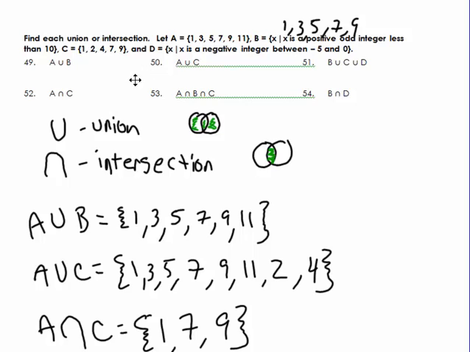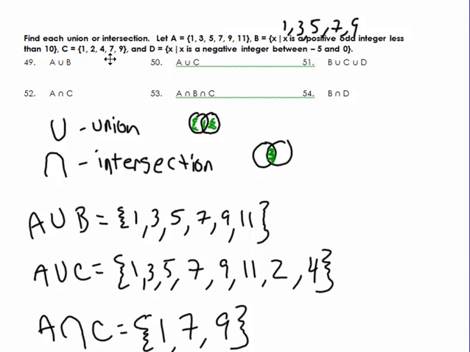Now, I want A, B, and C. I want the common elements from A, B, and C. Well, A, B, and C all have a 1. Do they have a 2? No. Do they all have 3? No. Do they all have a 4? No. Do they all have a 5? A and B do, but C doesn't.